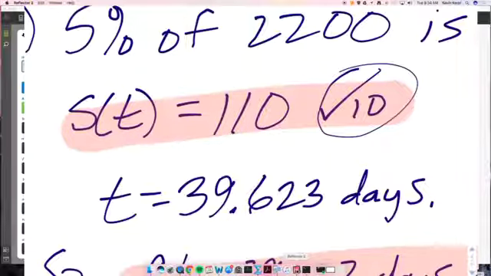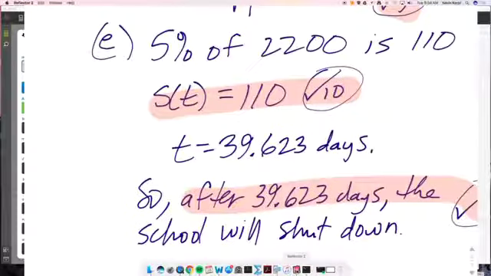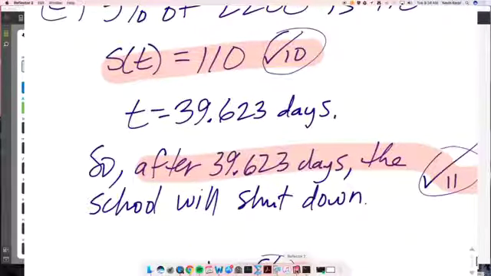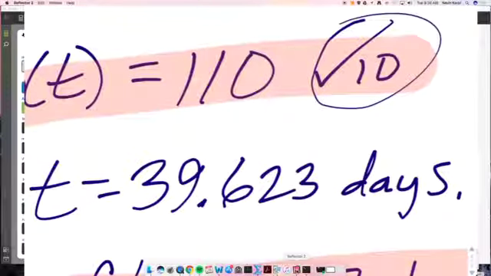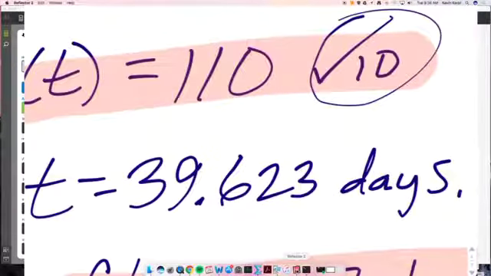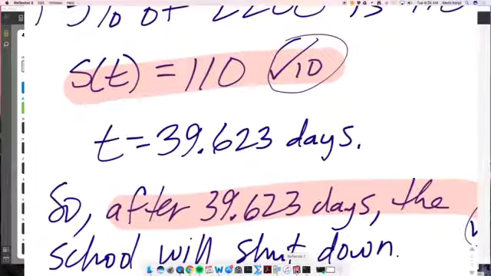Then you graph 110 and y2, see where they intersect, and write down the answer to 3 decimal places, which comes out to 39.623, and that's the only answer that I would take, because that's the same if you round or truncate. If you then answer with the sentence, so after 39.623 days, the school will shut down. It's kind of nice to answer with a sentence. But if you didn't do that, and all you did was t equals 39.623, and you put days on the end, then you can still qualify for both the answer check and the unit check.